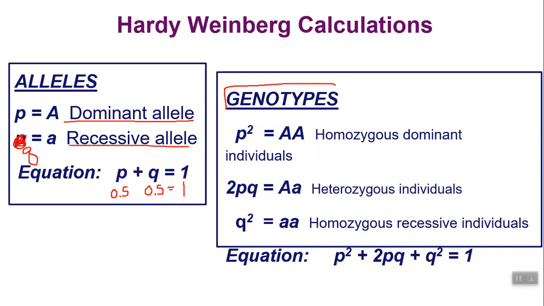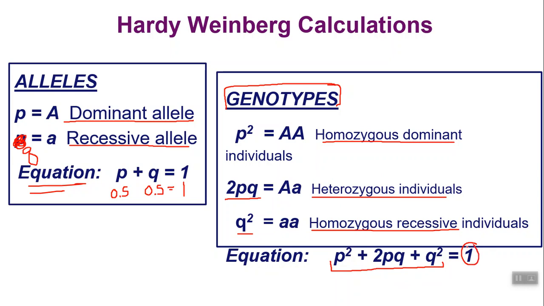For the genotypes, so that's one equation. For the genotypes, P squared is the frequency of homozygous dominant individuals. 2PQ is the frequency of the heterozygous individuals. And Q squared is the frequency of homozygous recessive individuals. And if you add all of these up, all your homozygous dominant, homozygous recessive, heterozygous individuals, you should get all of your individuals, 100%. So if you add P squared, 2PQ, and Q squared, you get 1. This is your second equation.